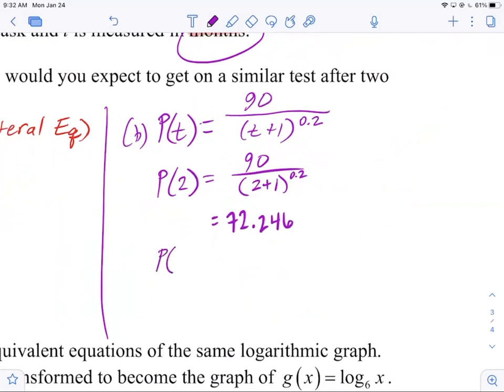How many months is a year? 12. So again, we got to make sure the units line up. You think you're going to pass now? Probably not. A whole year later, right? A whole year later. Let me see. You get 90 divided by 13 to the 0.2th power. Oof. You get a 53.883, which may not be bad, right? May not be bad. Right?